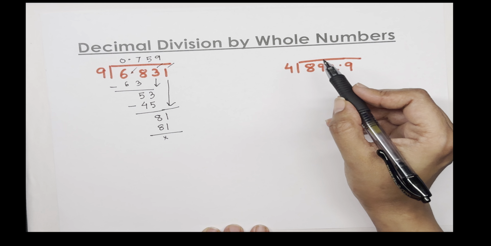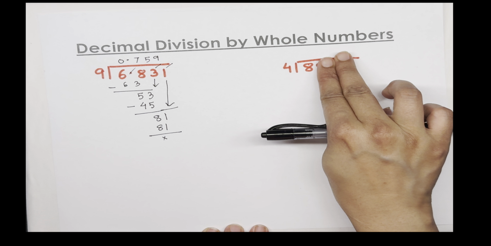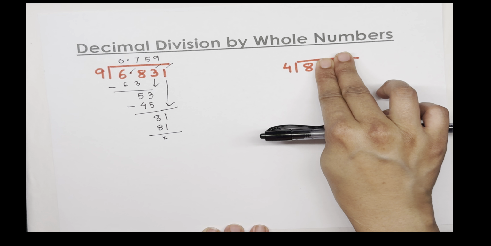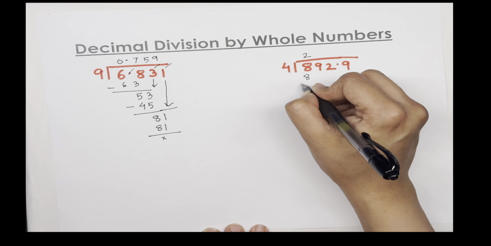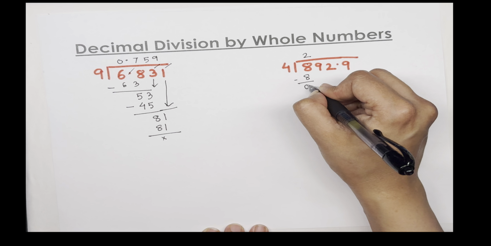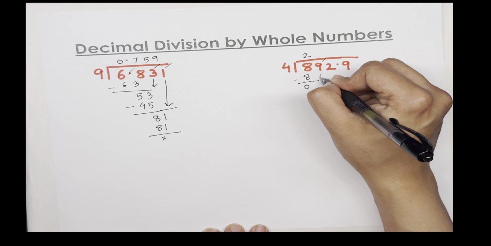892.9 divided by 4. Let's start comparing. 8 is big, 4 is small. Yes, it is going. If you think about 4's table, 4 times 2 is 8. Let's put 8. 8 minus 8 is 0. Bring down the number 9.